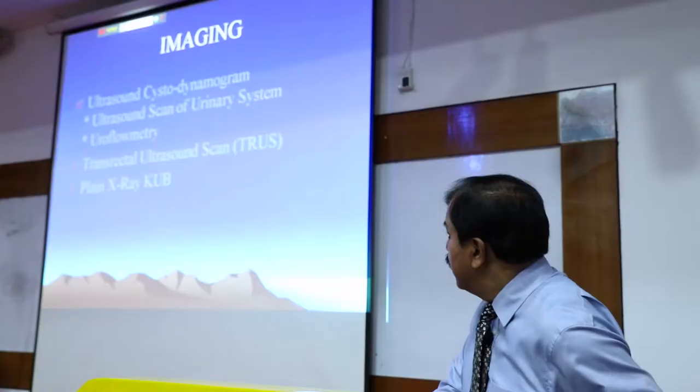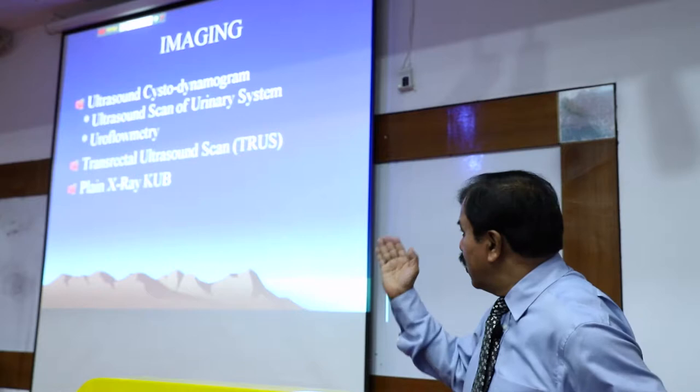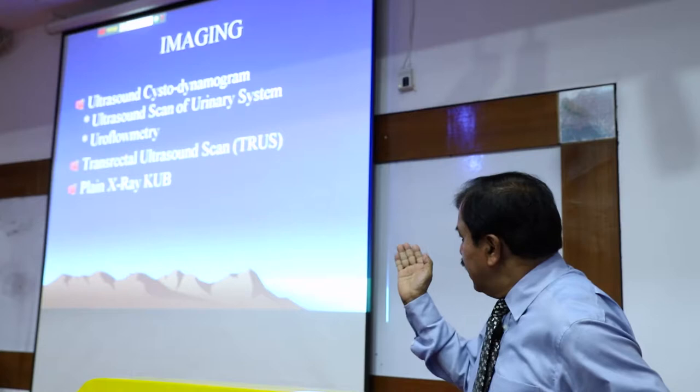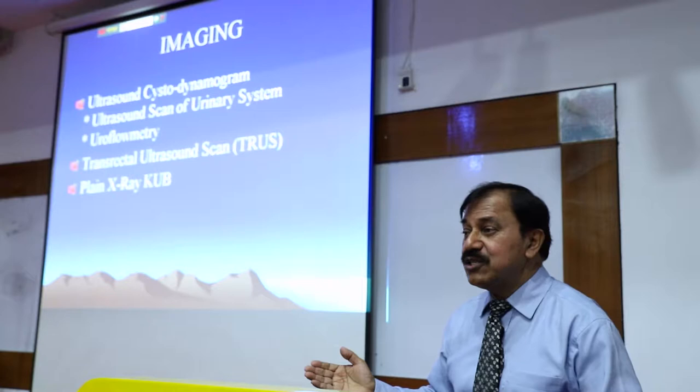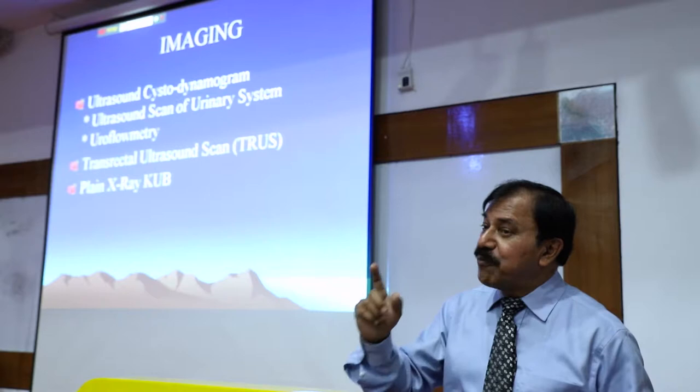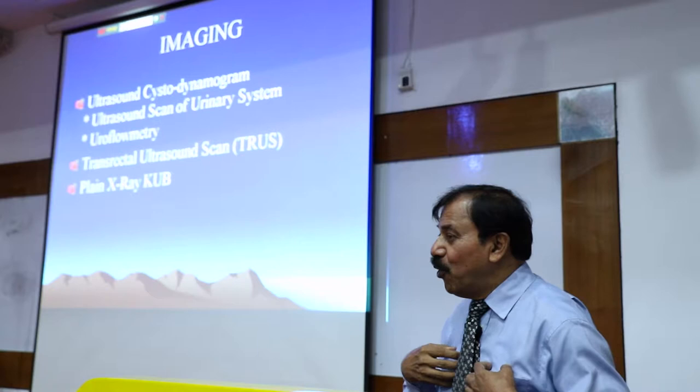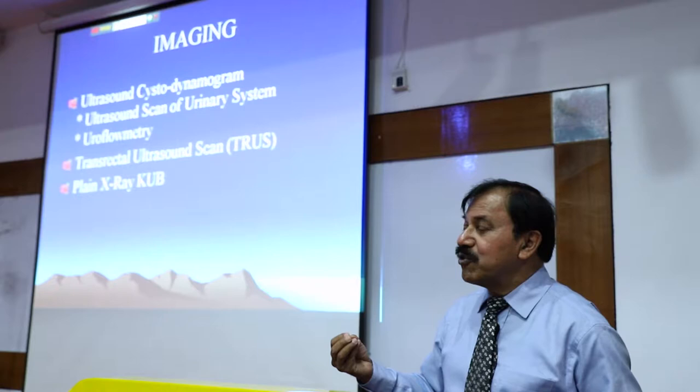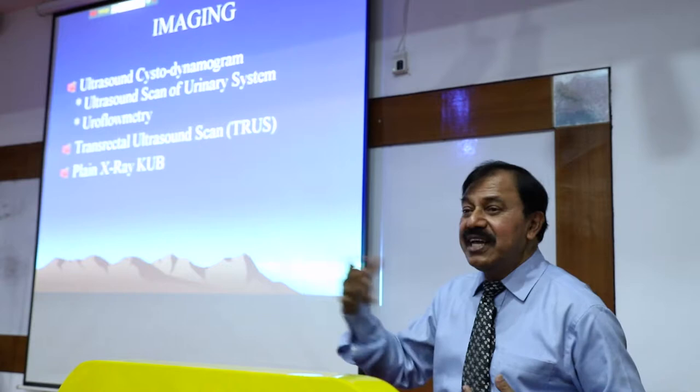Imaging, other tests: ultrasonography, then transrectal ultrasonography scan and plain X-ray KUB. Why plain X-ray KUB? Sometimes the question arises, why plain X-ray KUB? There may be a secondary stone, or in case of carcinoma prostate, there may be metastasis in the bone. In case of metastasis in the bone, this metastasis is osteoblastic. In case of cancer prostate, there is bone formation, whereas in other cases it is osteolytic. That also gives the information from X-ray KUB.